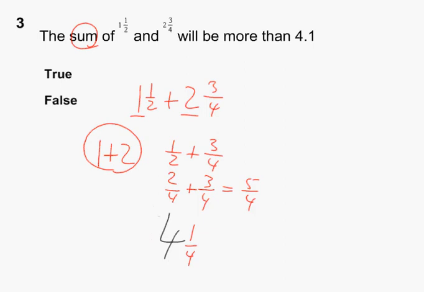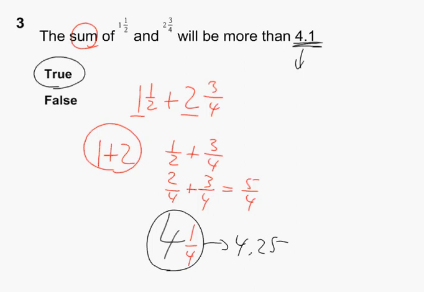But the question says, will be more than 4 1/10, right? And if I think about what 4 1/10 is, that's, actually, you know what? I'm going to change this to a decimal instead. That's even easier. 4 1/4 would be 4.25. And 4.25 is greater than 4.1, so therefore your answer is true.